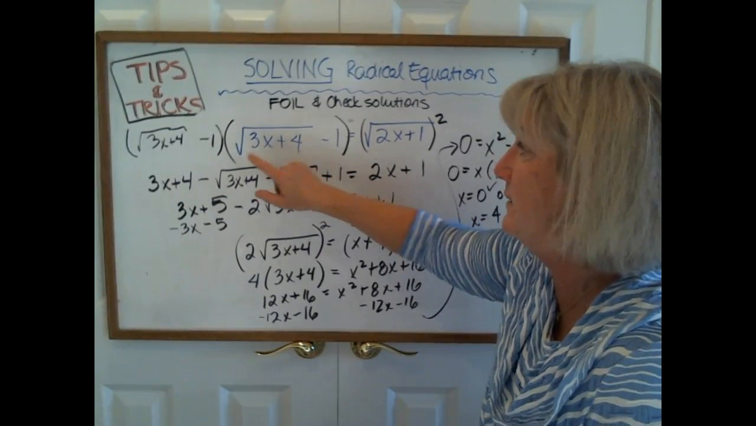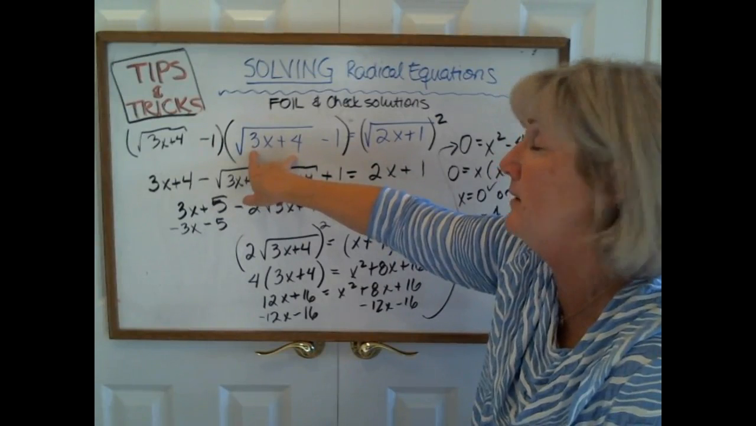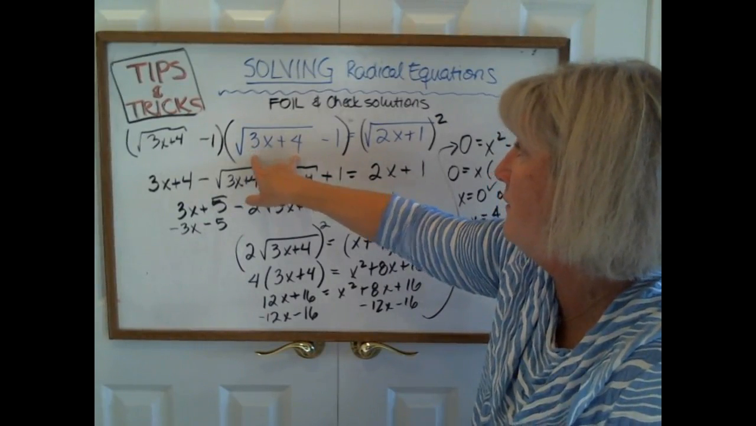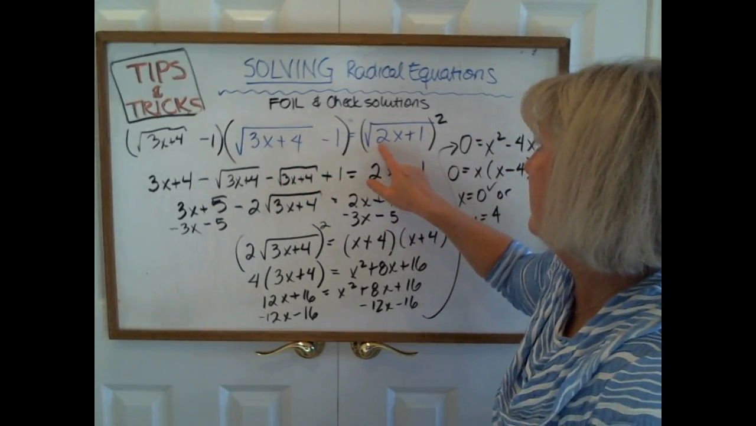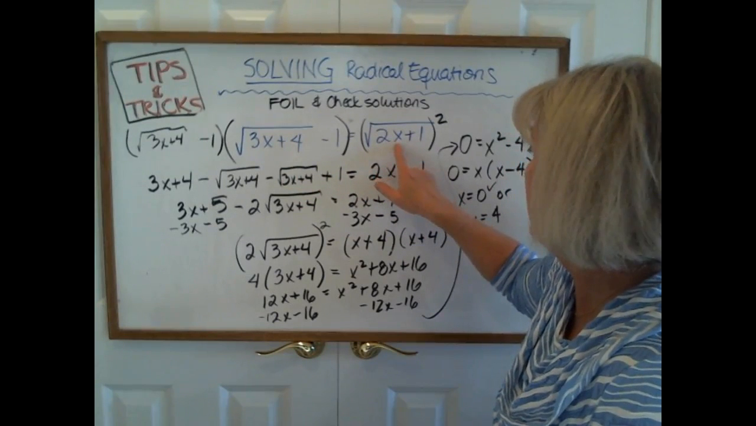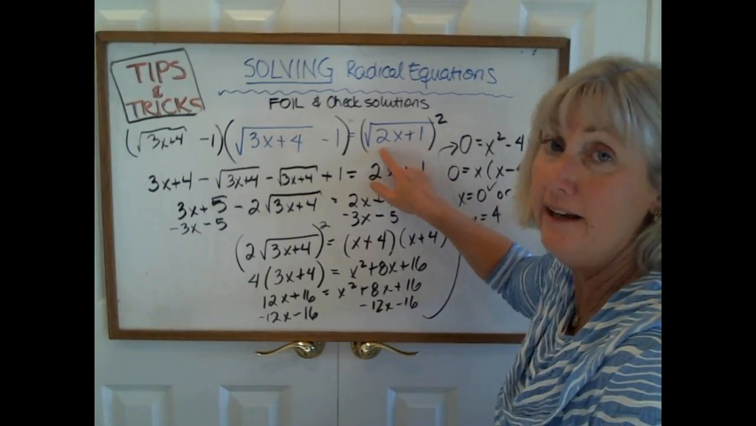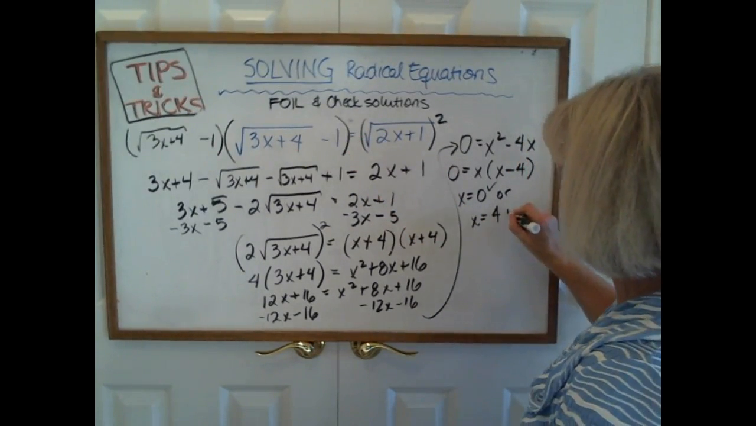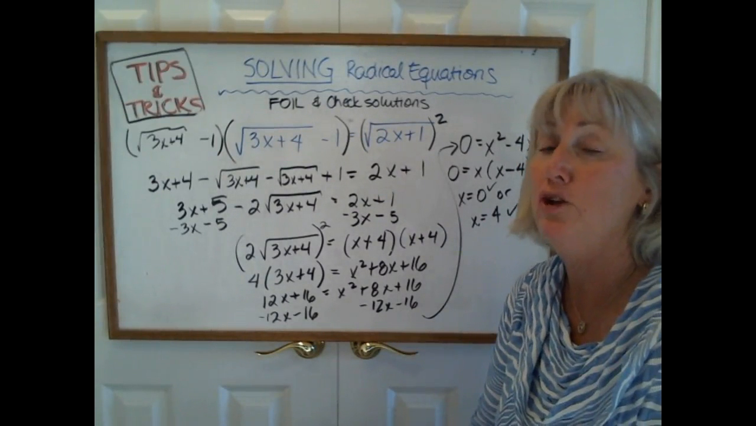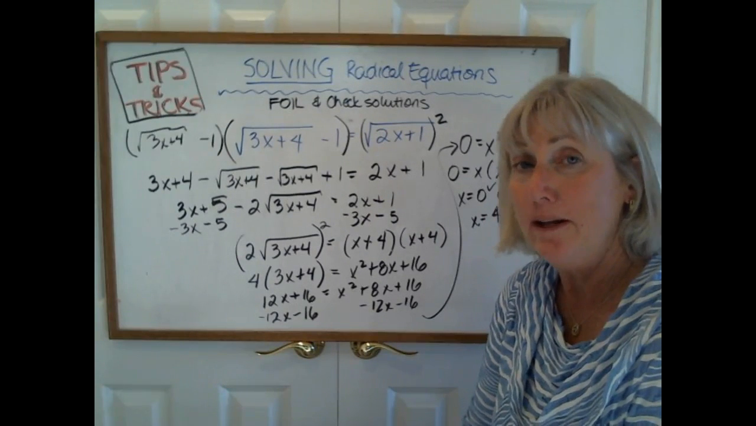plus 4 is 16. So this is going to be square root of 16, which is 4. 4 minus 1 is 3. And then if we get 2 times 4, which is 8 plus 1 is 9. Square root of 9 is 3. So 3 equals 3. So in this case, both of them work, but you must check your answers.